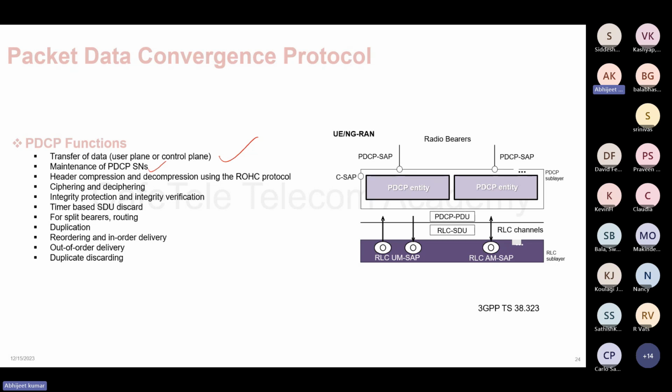It means the PDCP protocol maintains the sequence number for each data packet to make sure the data is received on the other side in sequence, and if a packet is a duplicate, we can discard it. Header compression with the help of ROHC, I already explained to you. Ciphering and integrity, I explained to you.